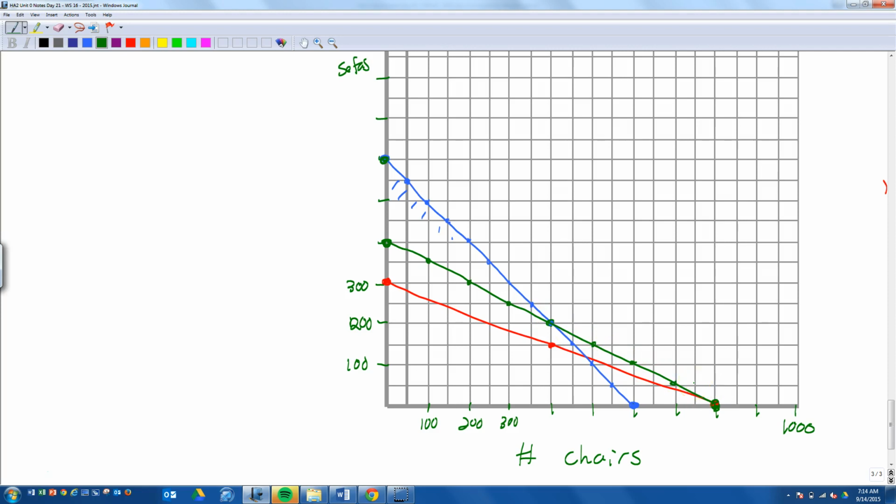Now, we also have to be below the green line because we can't go over the 800. So our feasible region is this region in here. Because we're below the blue, we're below the green, we're above the red. And be careful, it goes all the way to this corner here.